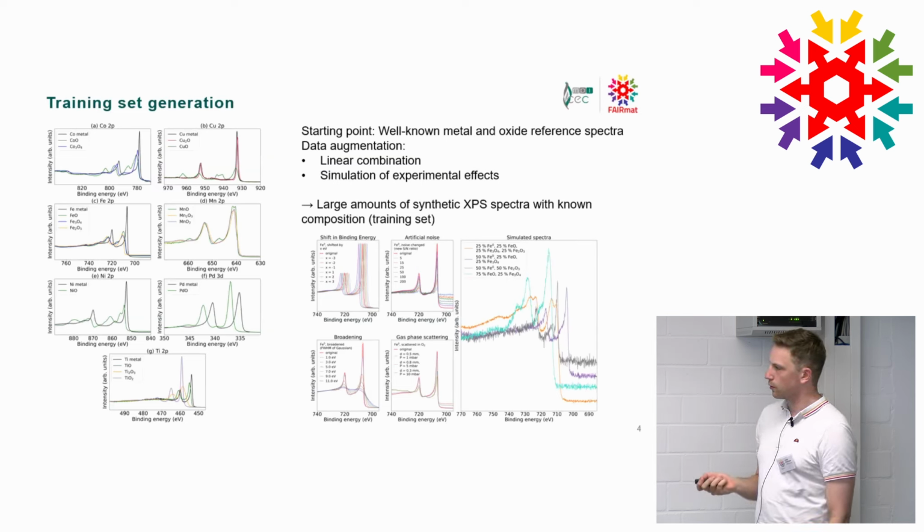And then also, because we're interested in this ambient pressure capability of XPS, we also simulated what happens if you measure the spectrum while a gas phase is present, because then the electrons get scattered and the spectrum gets a bit distorted. So out of all of this, when we do these linear combinations, we can get a large amount of synthetic XPS spectra, which look similar to what we have in the lab, but where we know the actual composition. Here we see a different set of examples for iron. And this we can then use for training such neural networks.